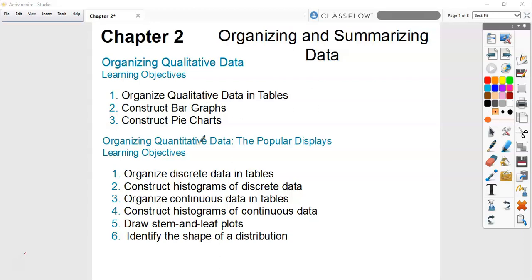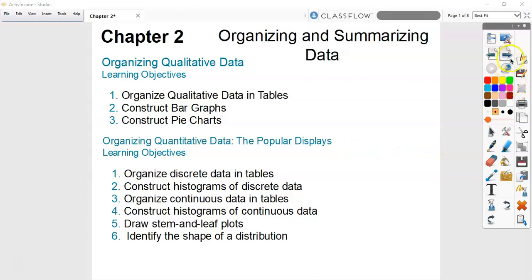So chapter 2 is organizing and summarizing data. We have two sections. We organize qualitative, and then we will also organize quantitative data. So by the end of this video, you should be able to organize those data and construct bar graphs, construct pie charts, and also we're gonna construct histograms of discrete data, organize continuous data in tables, construct histograms of continuous data, draw stem and leaf plots, and identify the shape of a distribution.